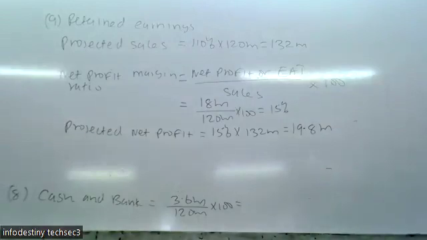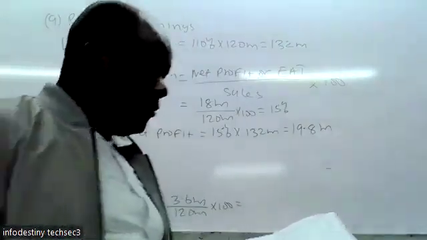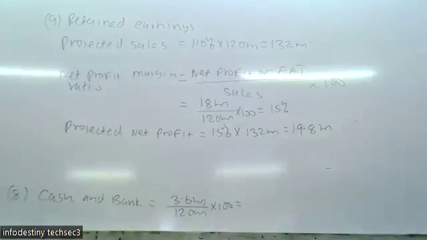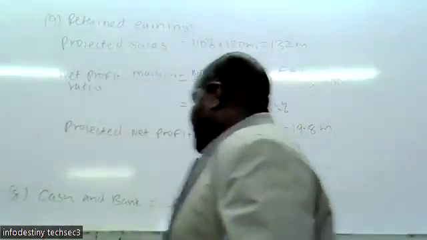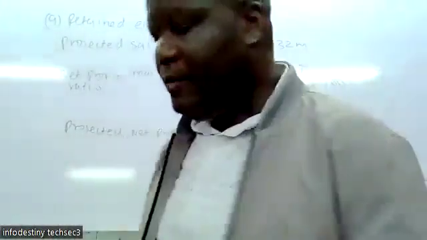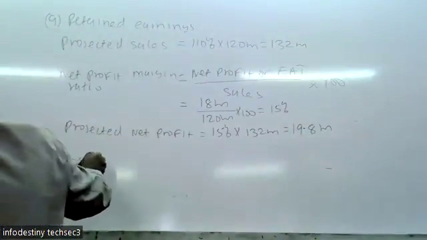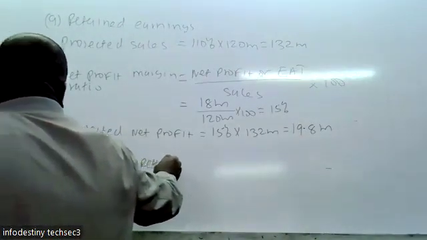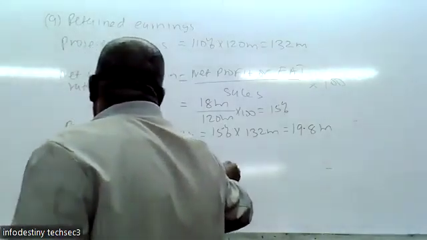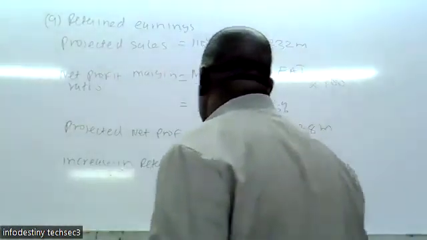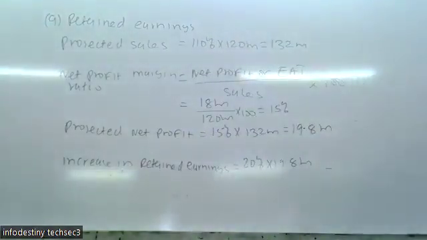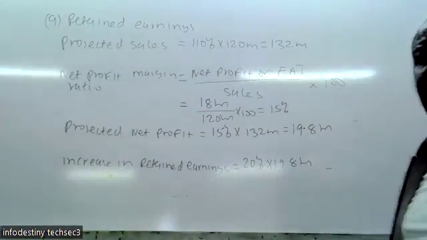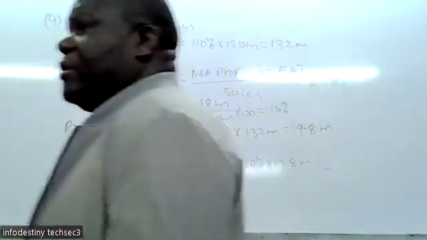Once you get the 19.8 millions, we shall now be able to go to note number 4. In note 4, they say that the company adopts an 80% payout ratio as its dividend policy. If they pay out 80%, they must retain 20%. So to get the increase in the retained earnings, you simply take 20% of 19.8 millions, because the dividend payout ratio is 80%, so the retention ratio must be 20%.